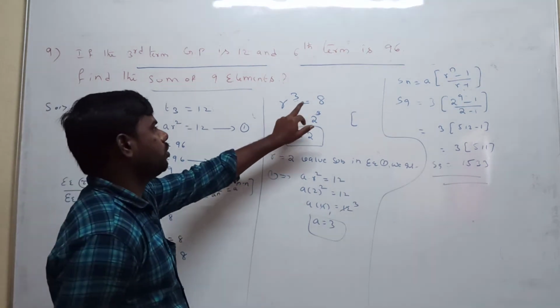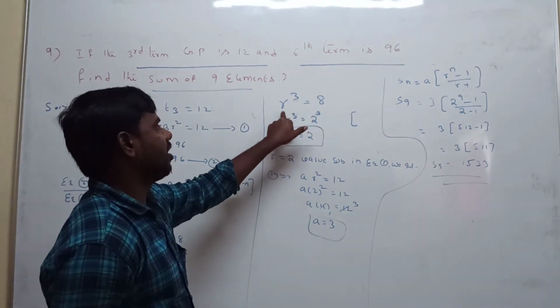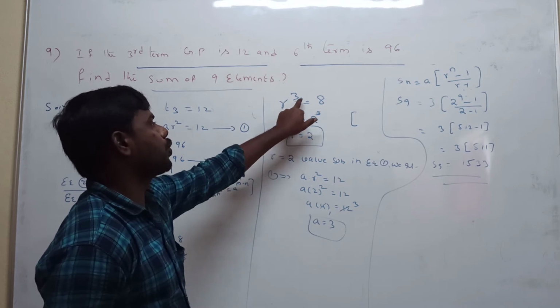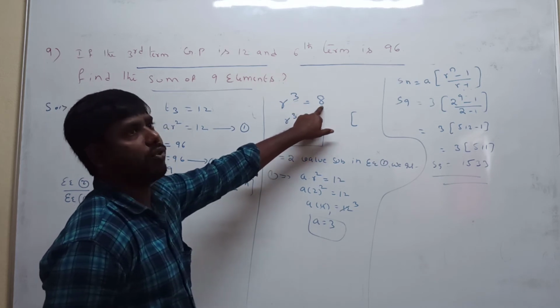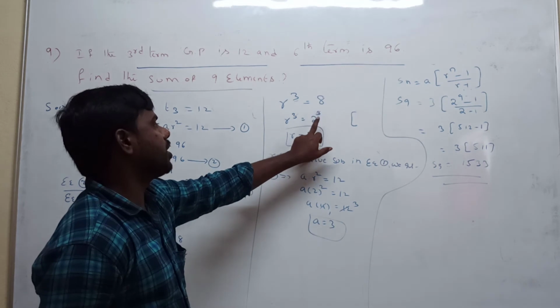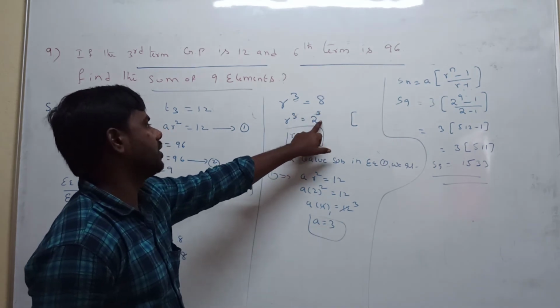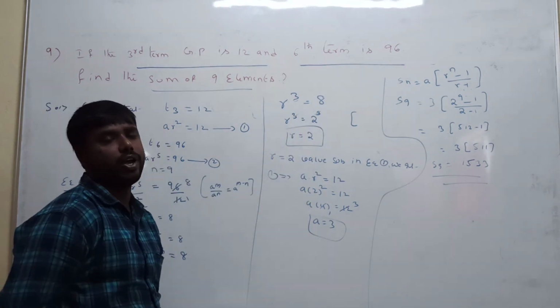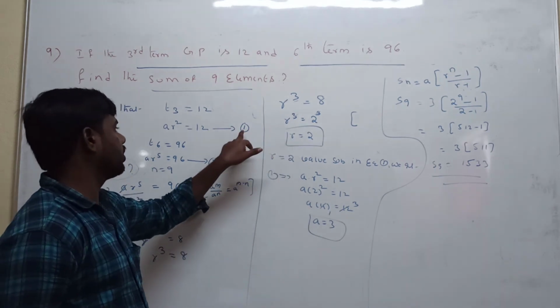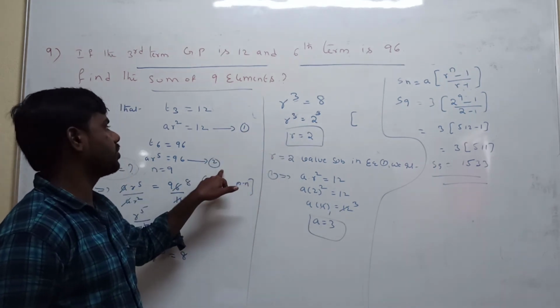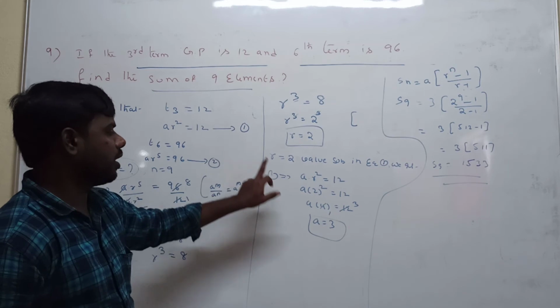If you want the r value, here the function is r cube. 8 can also be written as a cube, 2 cubed. Both sides' cubes can cancel. r is equal to 2. Whenever you get the r value, substitute it in any one equation, 1 or 2. I am substituting in equation number 1. You will get the a value as 3.